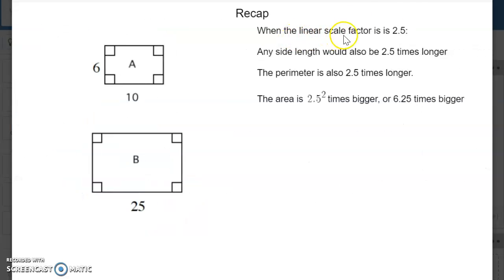Alright, when the linear scale factor is 2.5, any side length would also be 2.5 times longer. So the perimeter is also 2.5 times longer, while the area is 2.5 squared times bigger, which is 6.25 times bigger. And that's what we've discovered from card number 1 to 3.